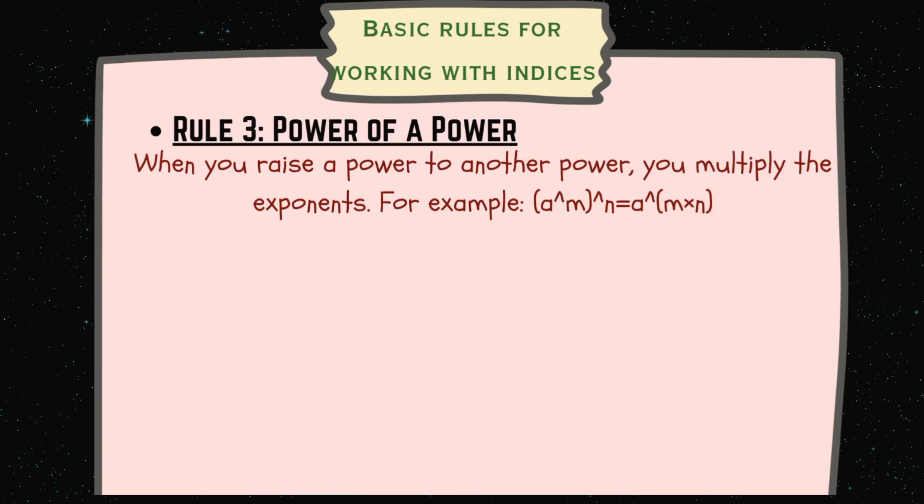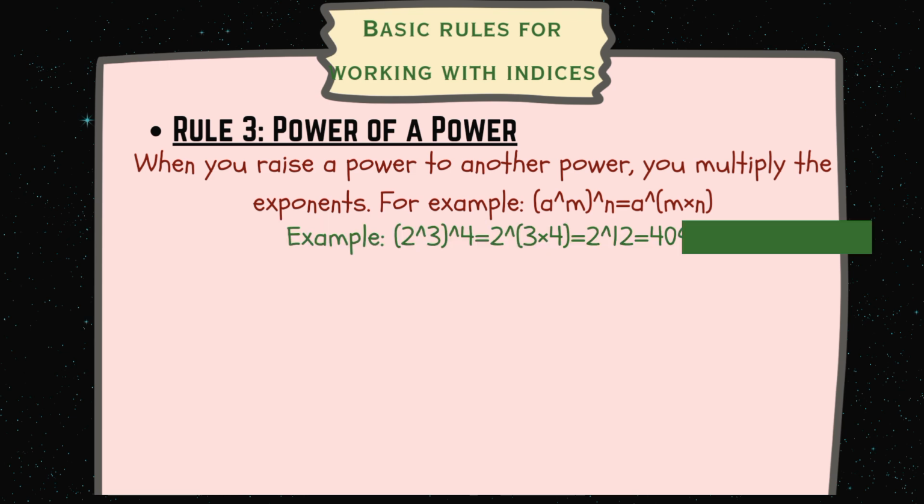Rule number 3 is power of a power. When you raise a power to another power, you multiply the exponents. For example, we have 2 cubed in a pair of brackets that is further raised to the power of 4. For this we will multiply both of the powers. This will result in 2 raised to the power of 12. The answer of 2 raised to the power of 12 is 4096.